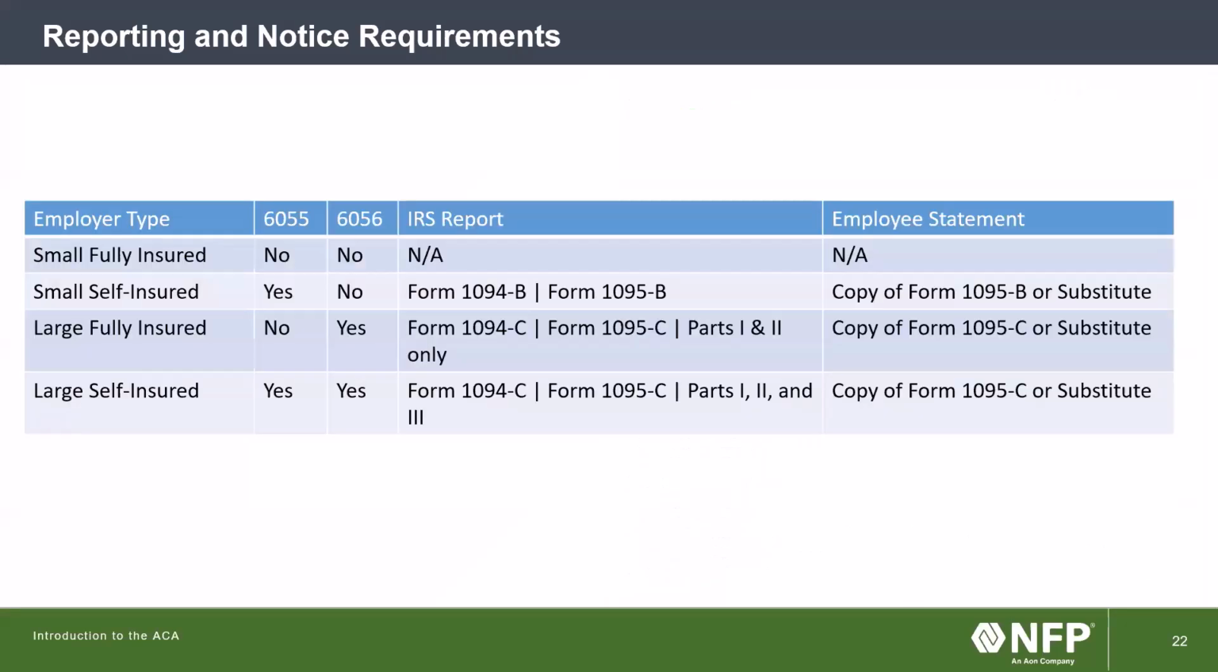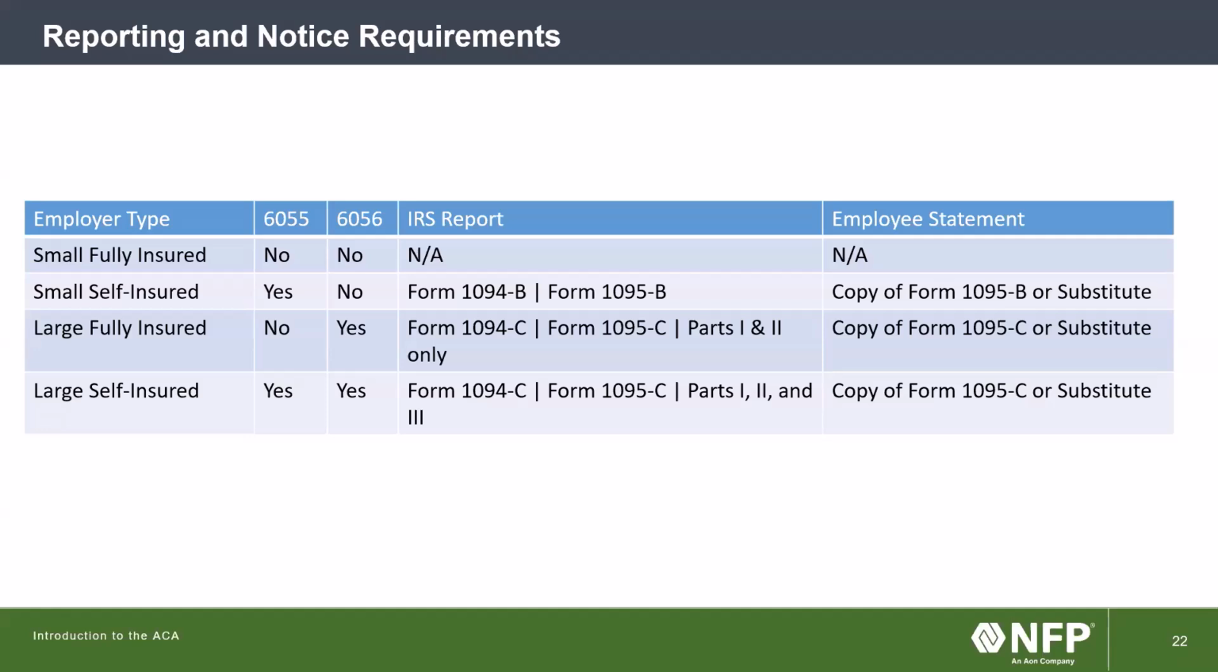Next slide, please. And indeed, pulled from one of those publications is this handy chart that summarizes what kind of employer needs to file what kind of information or transmittal form, and to whom they report that or provide it. For instance, if you're a small, fully insured employer, you have no obligation to report anything at all. If you are a small self-insured employer, then you are required to provide Form 1094B as well as Form 1095B, and then you have to provide to your employees a copy of Form 1095B or a substitute.